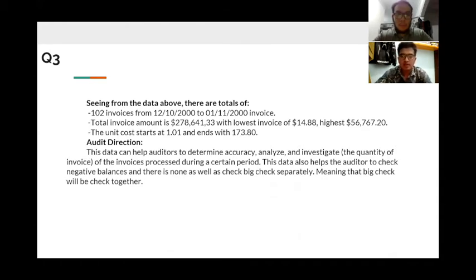The audit direction is used as data that can help the auditors in determining accuracy, and also for the auditors to analyze and investigate the quantity of invoices being processed during a certain period of time. On the other hand, this data also helps the auditor to check negative balances, as well as big checks separately, meaning that big checks will be checked together. Next.